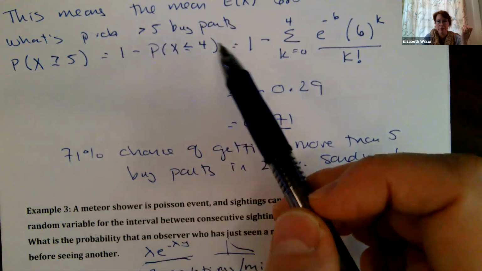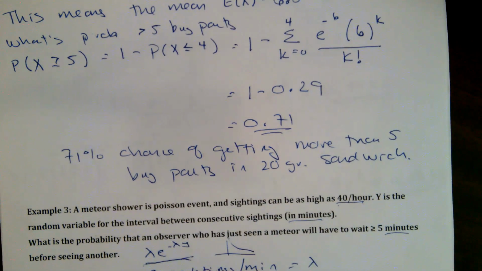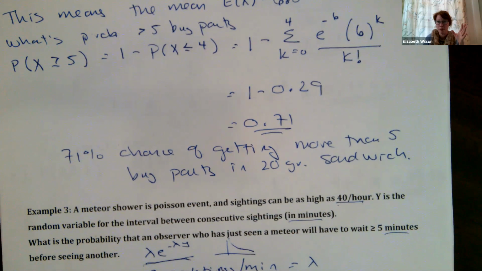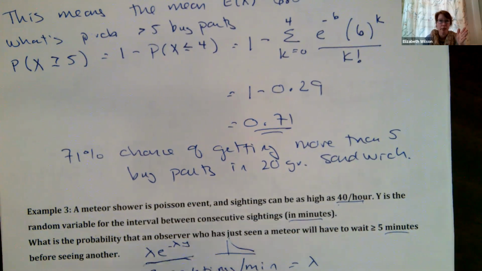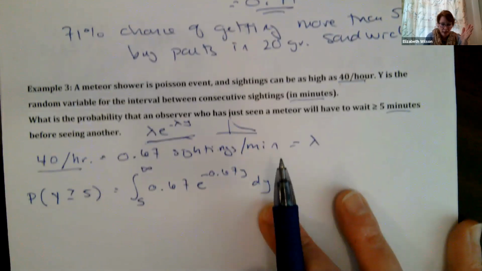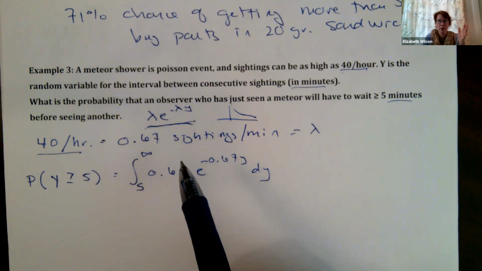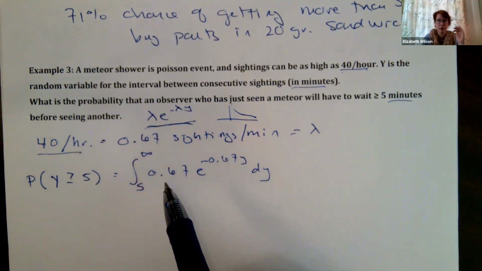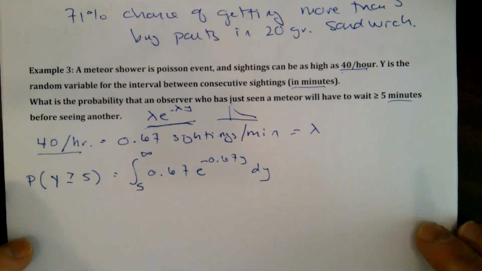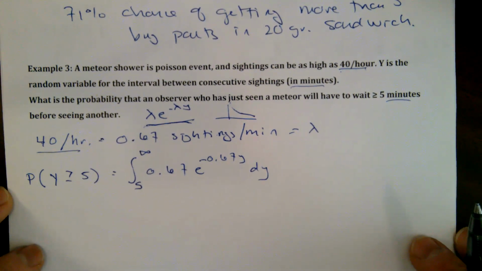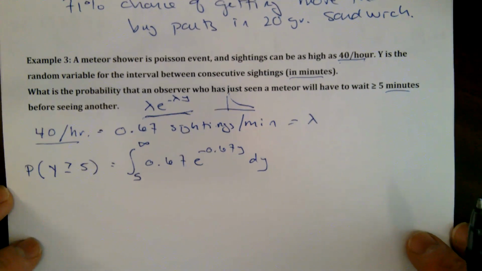Or it's countably infinite. I could have an infinite amount of bug parts in the sandwich, that would be gross, but it would still be countably infinite. Whereas the time in between meteor sightings is going to be continuous. Does that make sense? Yes. Okay, great. All right, so let's go on.